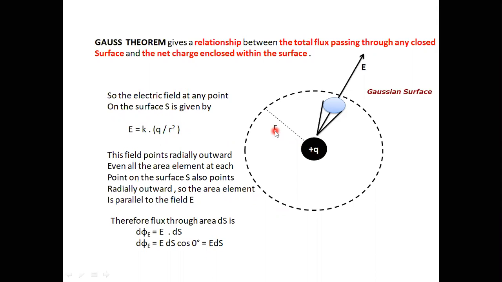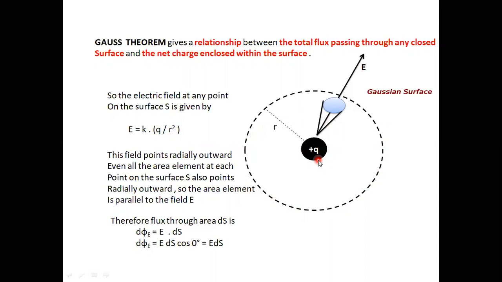Now we have already studied earlier how to find our electric field strength due to this plus q charge at a distance r. It is kq by r square, where k is 1 by 4 pi epsilon naught. All right, we have already studied these things. Now here our main aim is to find out how many field lines are passing through this Gaussian surface due to this plus q charge. That is our whole aim.